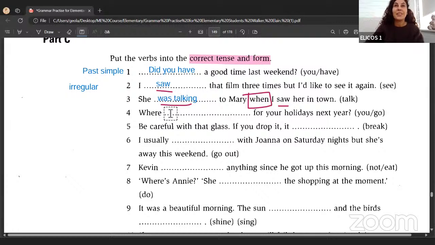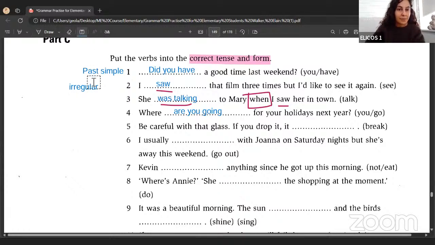Which one? Where are? You're very close. Where are? What's the verb? I'm going. Yes, where are you going? Where are you going for your holidays next year? So that's a way that we can talk about the future.